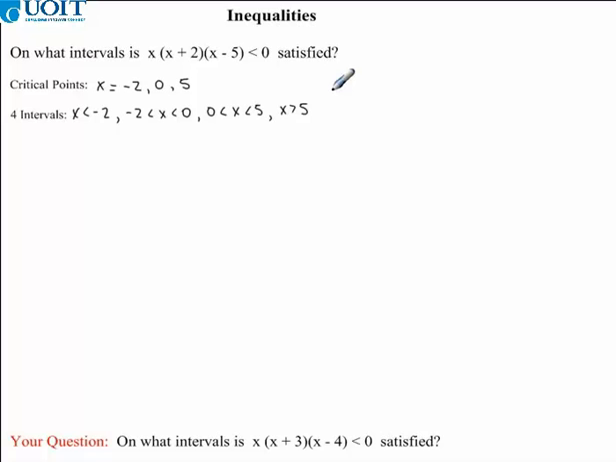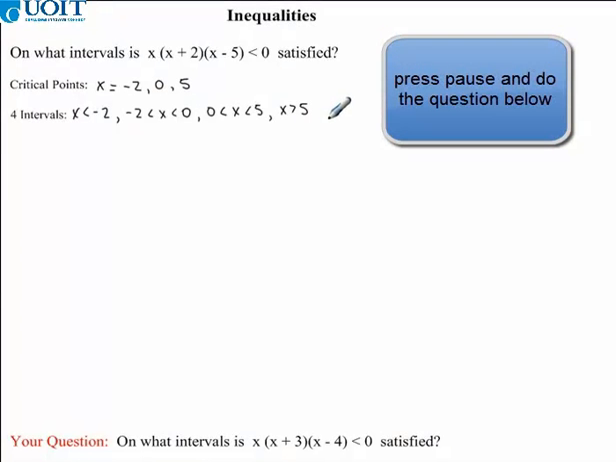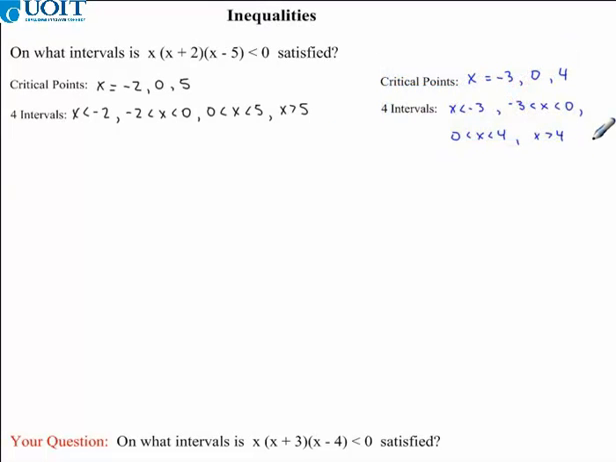I would now like you to find the critical points and intervals for the question you are given. Here's the answer you should have got.